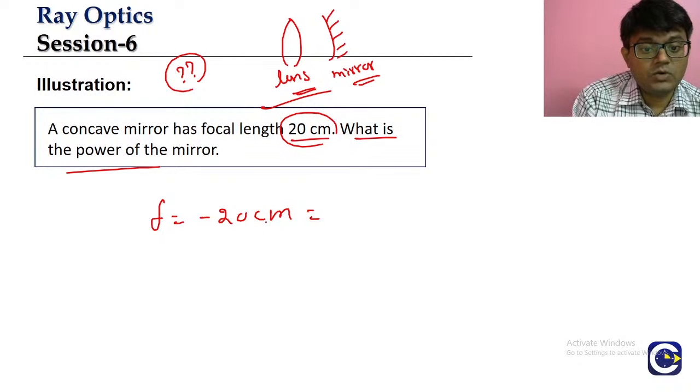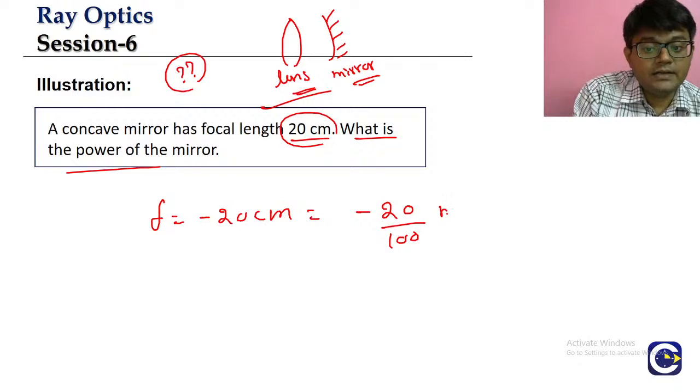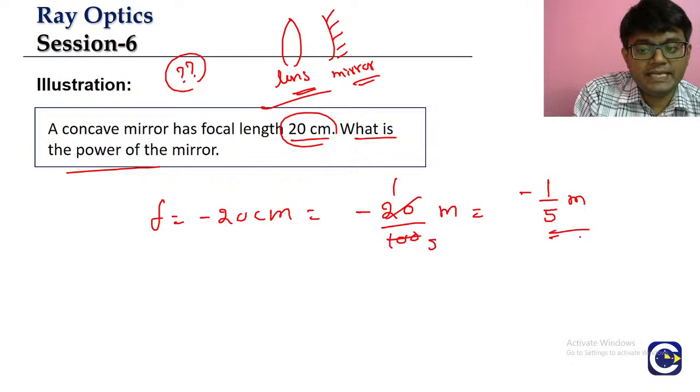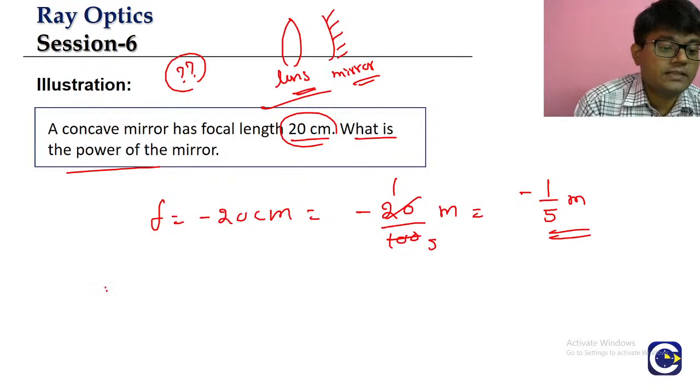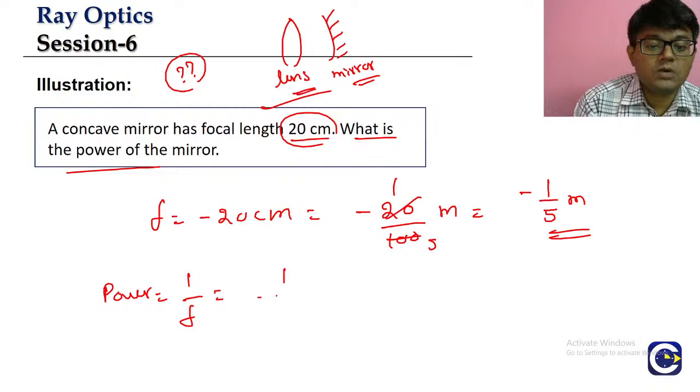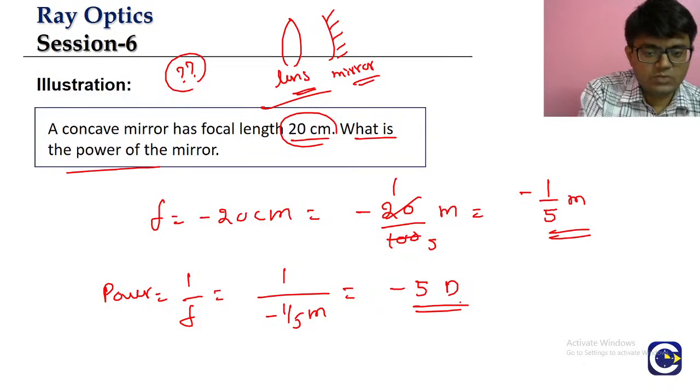So minus 20 centimeter, and we cannot have it in centimeters if you are looking to get the power in diopter. So what you have to do? Minus 20 divided by 100. We will change it into meter. So minus 1 by 5 meter. Okay, so this is the focal length. Then what is the power formula? Reciprocal of focal length means 1 by minus 1 by 5 meter. So minus 5 D. The symbol we use for the diopter is capital D.